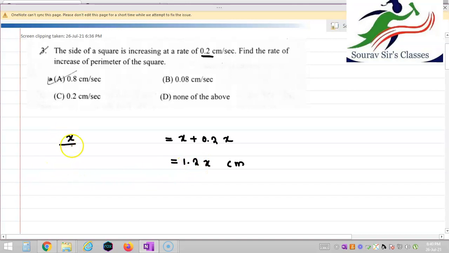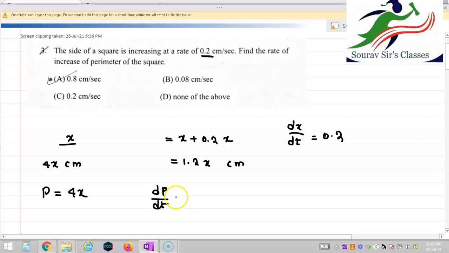When the length of the side is x, then the perimeter is 4x centimeter. It is given that the side is increasing at a rate of 0.2 centimeter per second. Hence I can say that dx/dt is equal to 0.2. I am writing the perimeter P as 4x. Then we need to find dP/dt, that is the increasing rate of the perimeter.